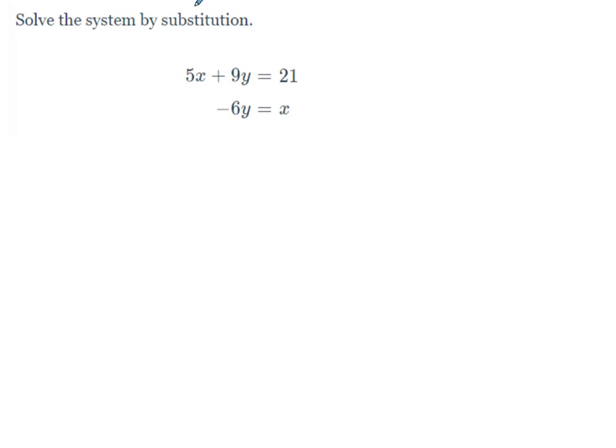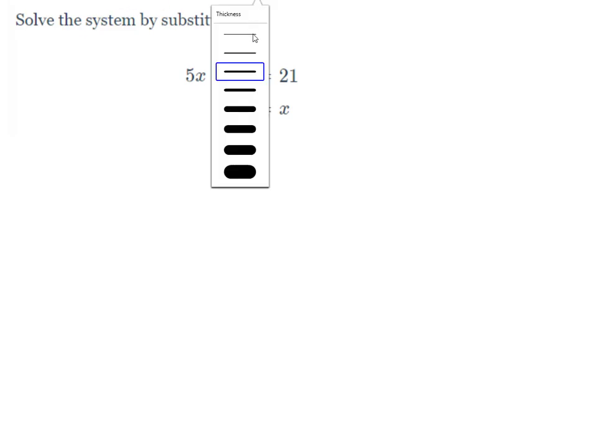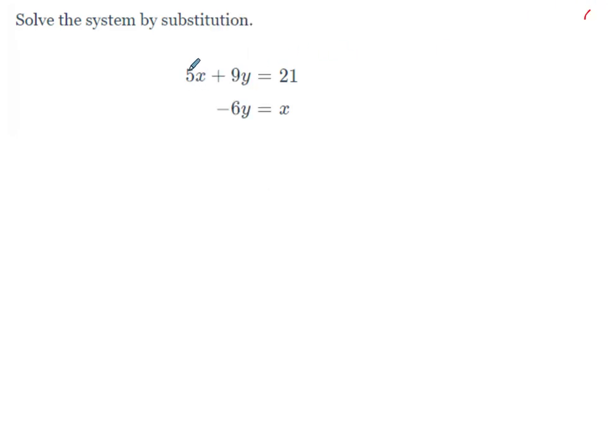Substitution level 2, solve the system. So now in the next difficulty of problems, you don't have two variables in the top and bottom that are isolated. Instead, we have x isolated in the bottom one. So this is where we're going to start.